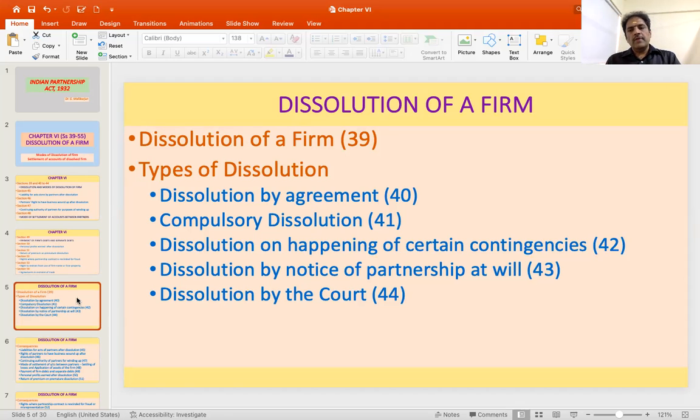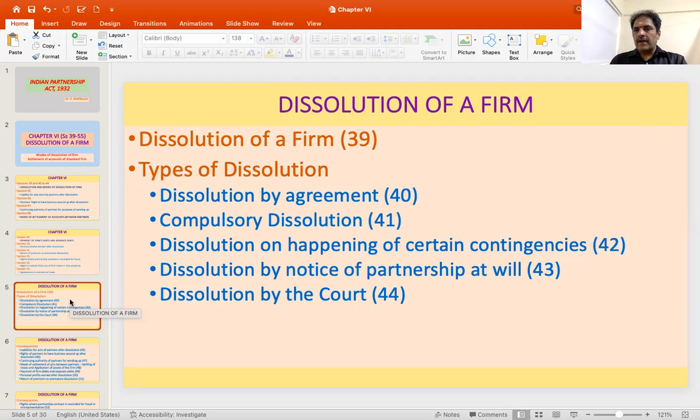Then dissolution on happening of certain contingencies. When some things happen, dissolution becomes necessary. Then dissolution by notice in case of a partnership at will is section 43. Then dissolution by court is section 44. So sections 40 to 44 talk about the various mechanisms of dissolution.